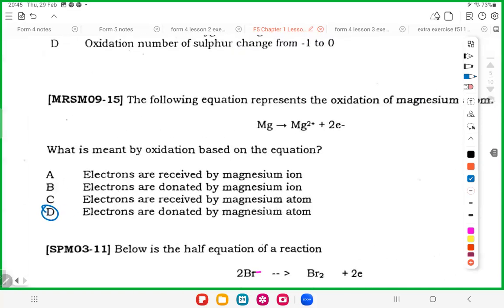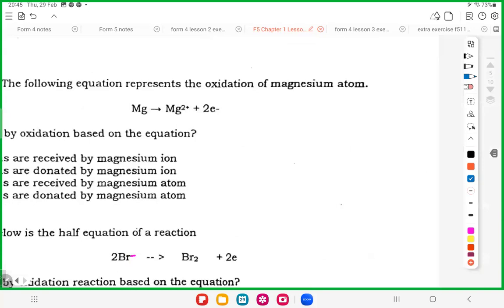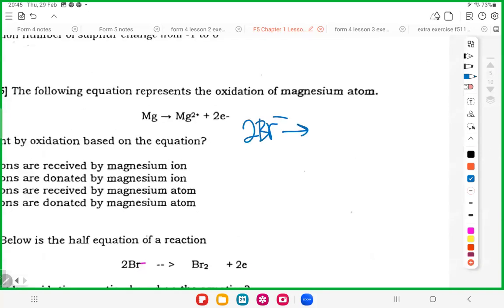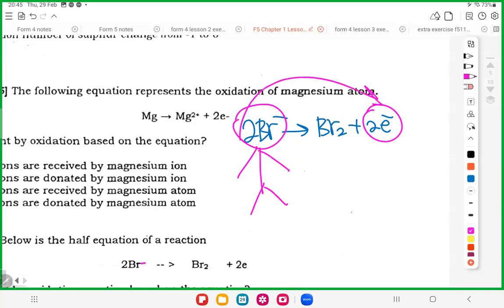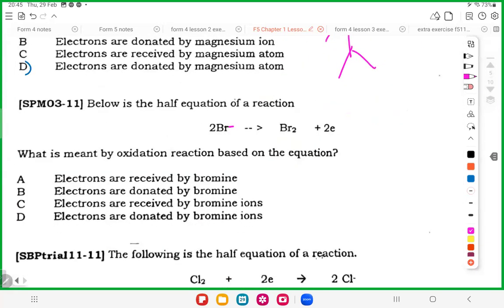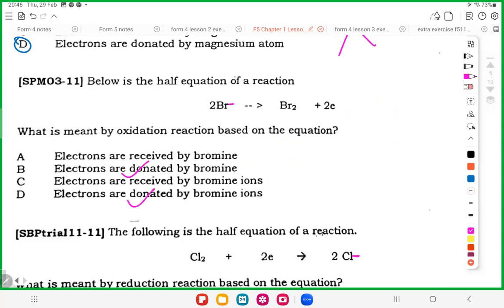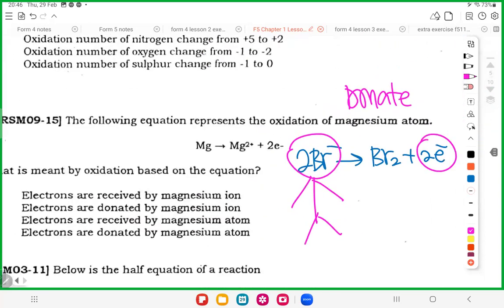So this is another half equation: 2Br minus becomes Br2 plus 2e. Same thing, I see the electron on the right-hand side of the arrow. So this is me. When the electron is on the right-hand side, I throw it, so I donate the electron. So I go for the answer, donate. Donate, donate. Receive, receive, out. So who donates the electron? Br minus.